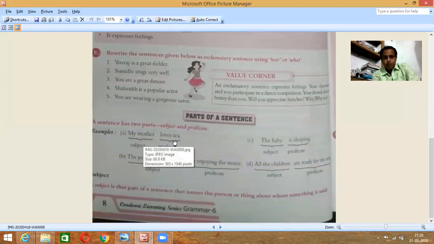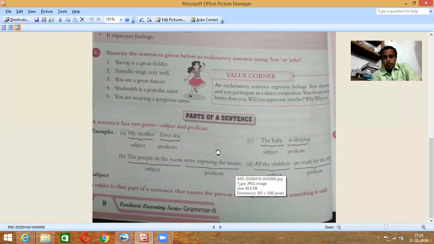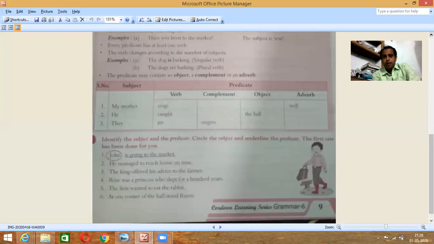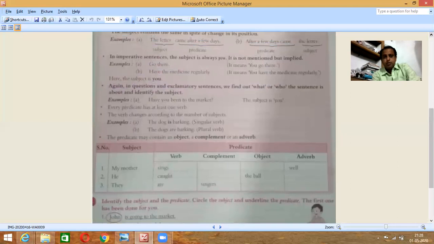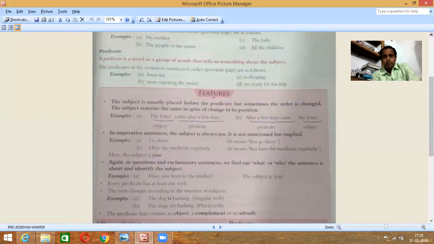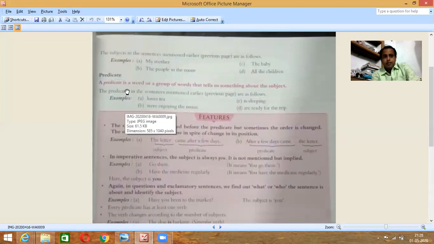My mother, subject; loves tea, is sleeping. Here in B, were enjoying the music. In C, are ready for the trip. These are all predicate parts. So why is this part called predicate? You know why this part is called predicate? Because this predicate part, this is a word or a group of words that tells us something about the subject. Clear? So the predicate part tells us something about the subject.